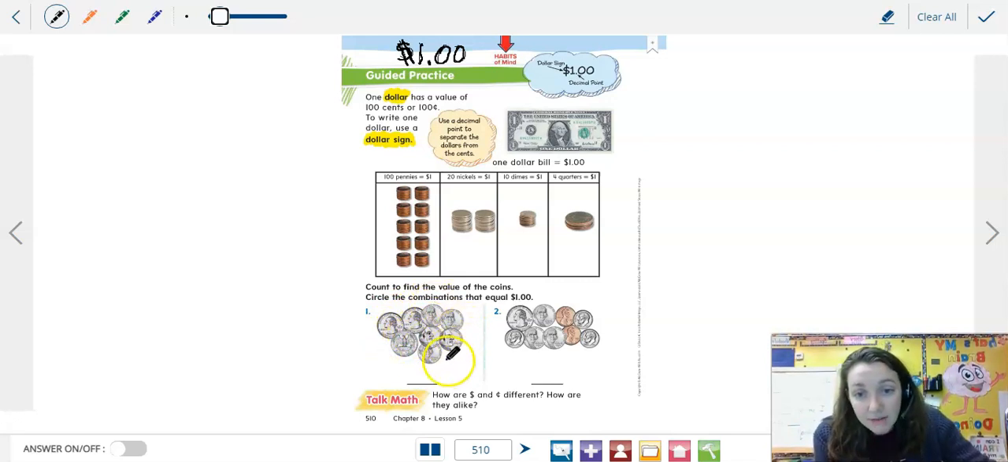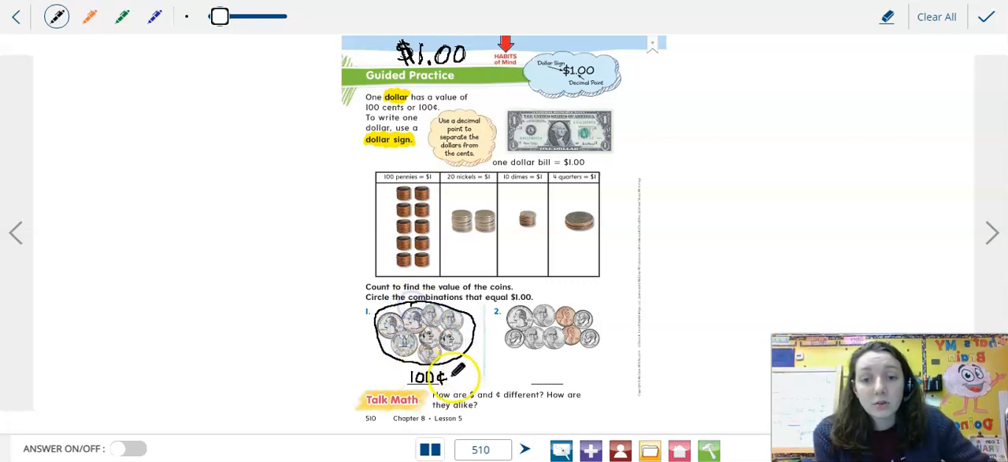Then it looks like the rest I have are nickels, so I'm just going to count by 5. So 75, 80, 85, 90, 95, 100. So we have 100 cents, which we know is a dollar. So I'm going to write it as 100 cents and circle it because it equals a dollar.